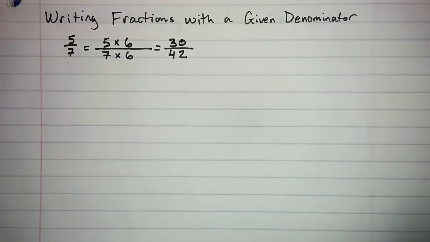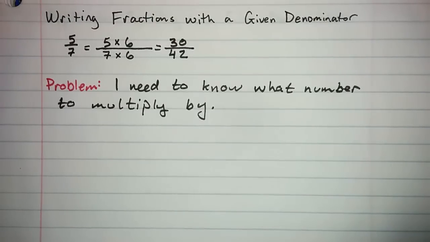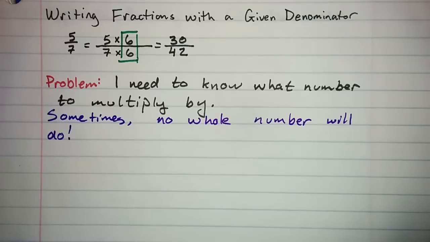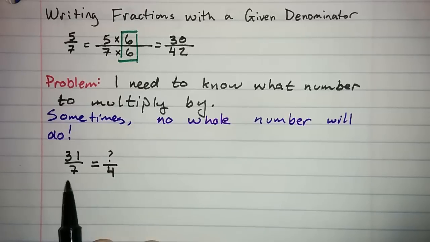We get 30/42. Okay, but that has a limitation, right? I need to know what number to multiply by. I need to find out about this 6. That's not that hard, except sometimes no whole number will do. For example, let's say I wanted to write 31/7 as some number of fourths. That's not going to work, is it? There is no whole number I could multiply, or for that matter divide by, to get from 7 to 4.